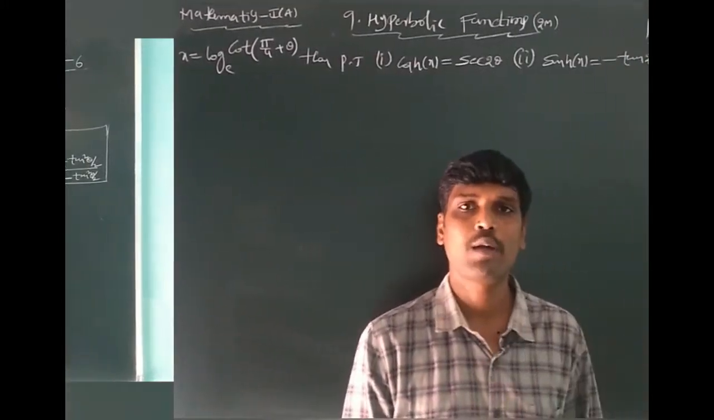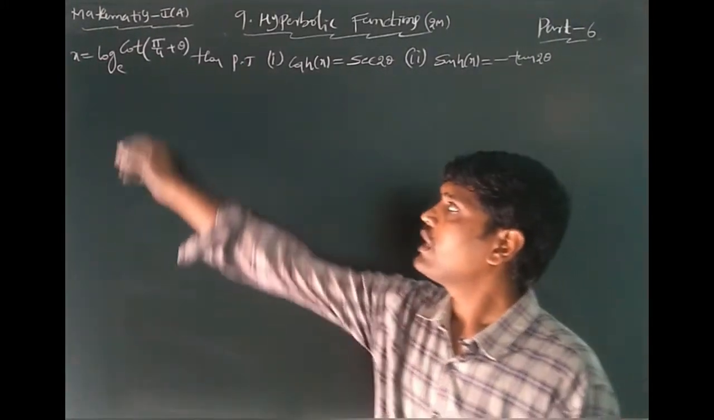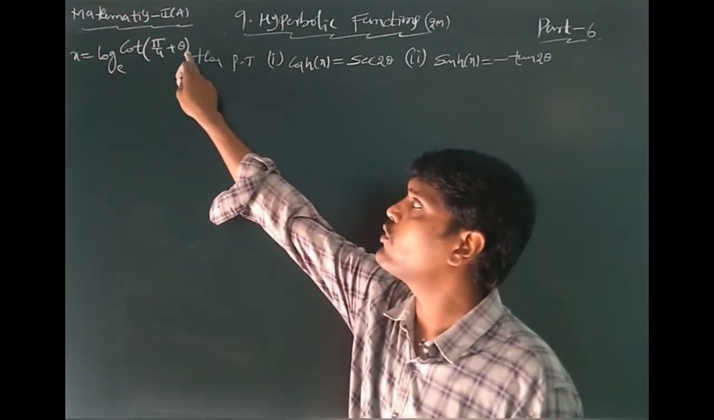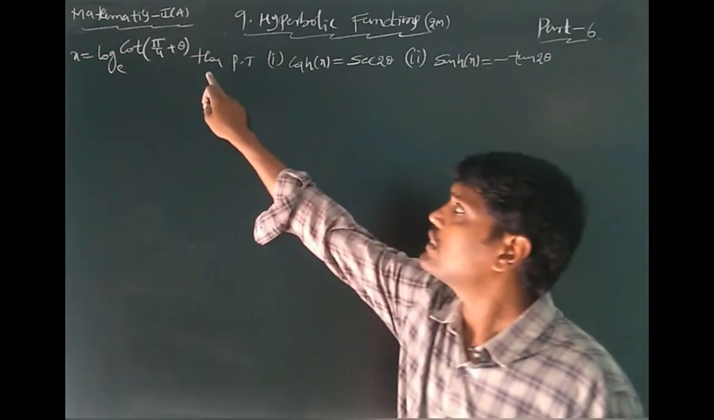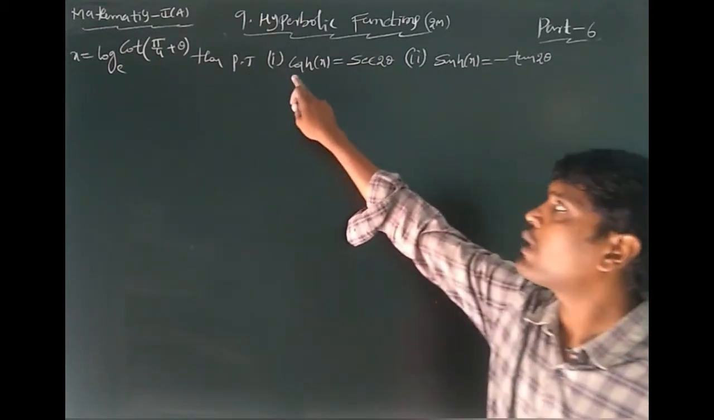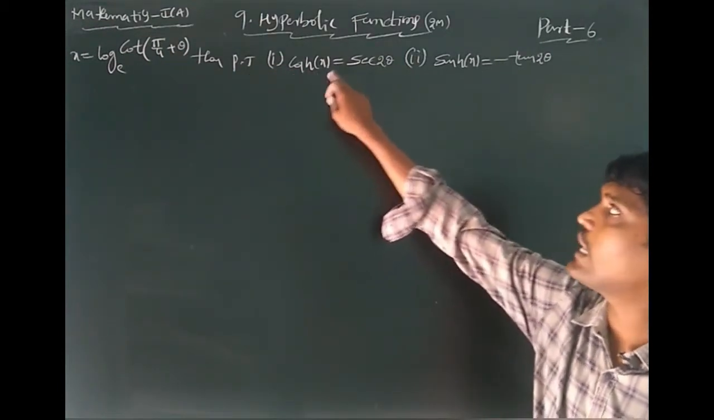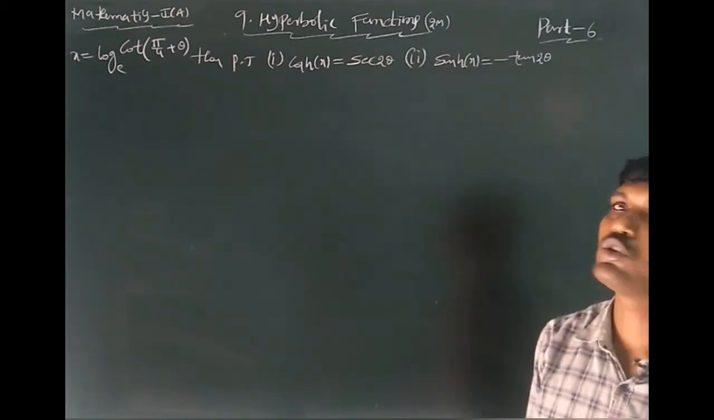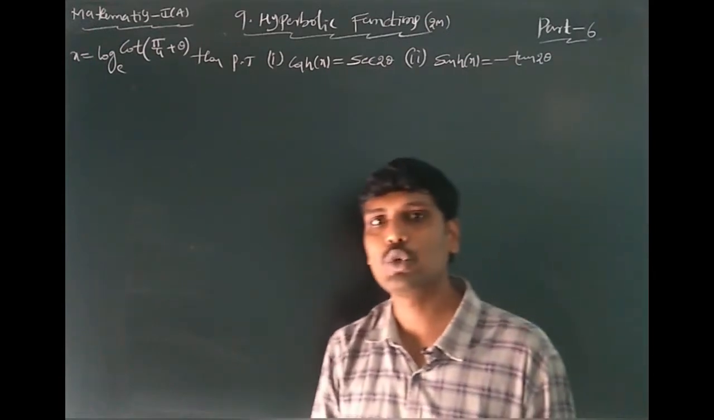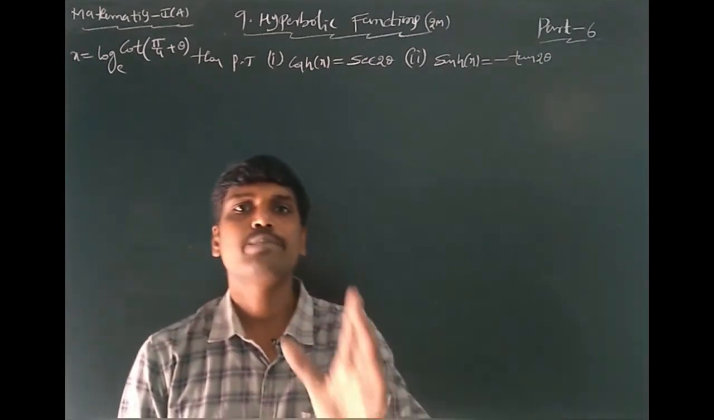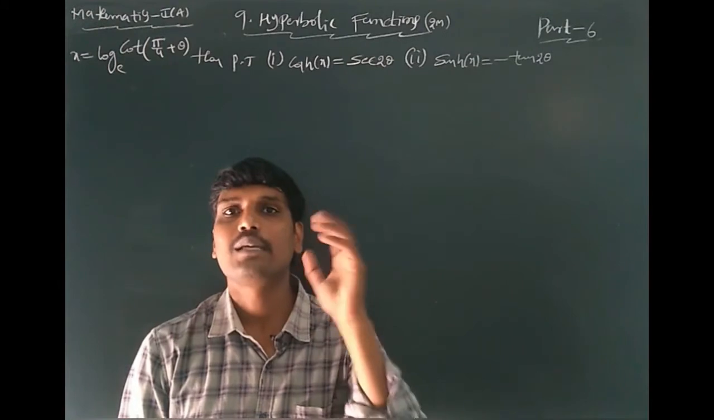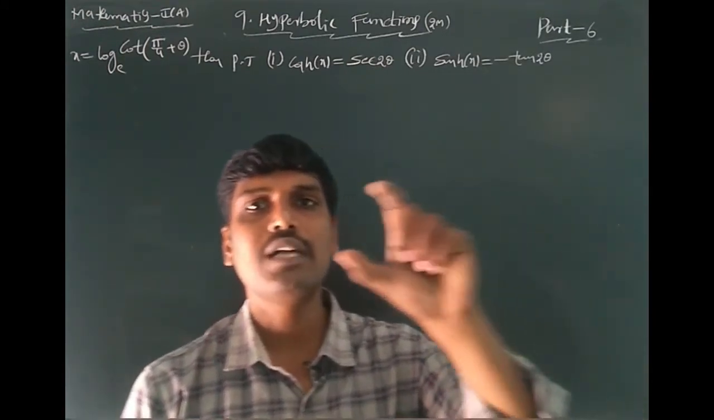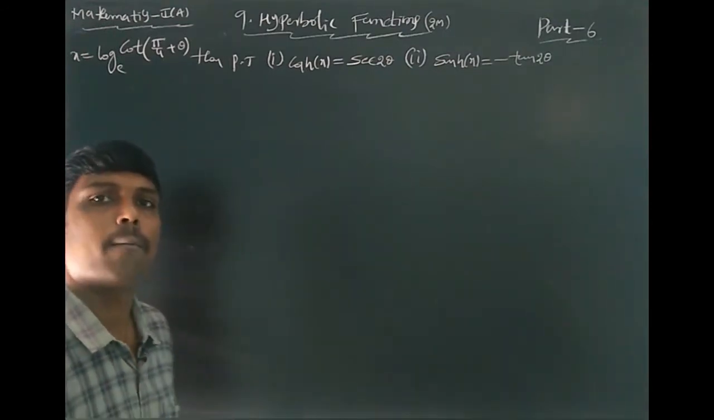Assignment problem or homework problem, similar to the previous model problem. X is equal to log of cot of pi by 4 plus theta. Then prove that, first problem, cos h of x is equal to secant 2 theta. Second one, sin h of 2x is equal to minus tan 2 theta. See students, in this problem you can do it similar to the previous problem. Some hint is given in this problem. You can use that hint and solve the total problem.